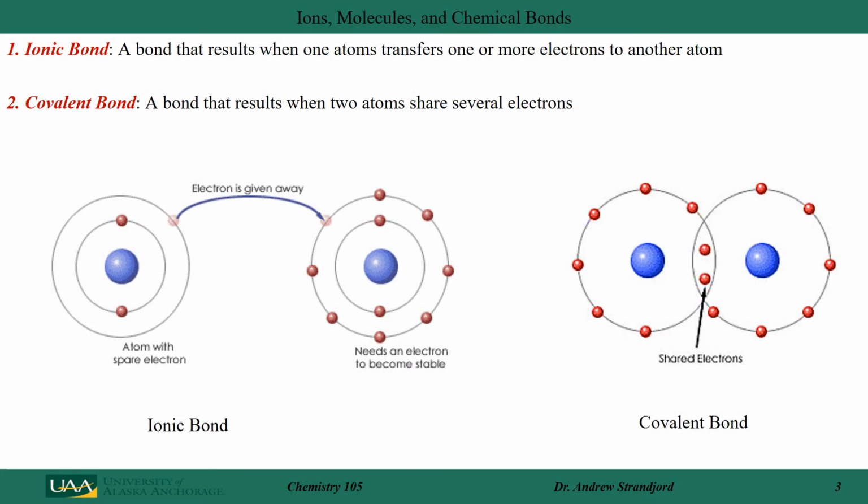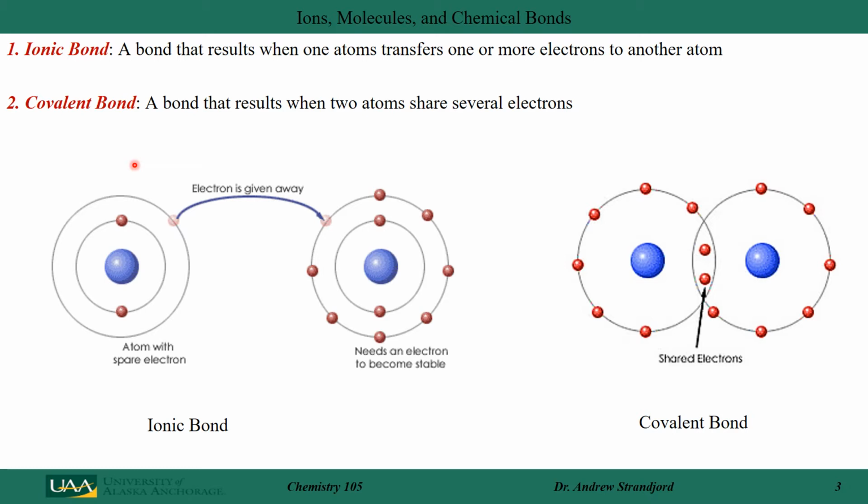So bonds are the attraction of atoms toward each other to create a molecule. There are 4 different types of bonds. The first one we'll discuss is ionic bonds. That's where one molecule transfers over an electron to another molecule.